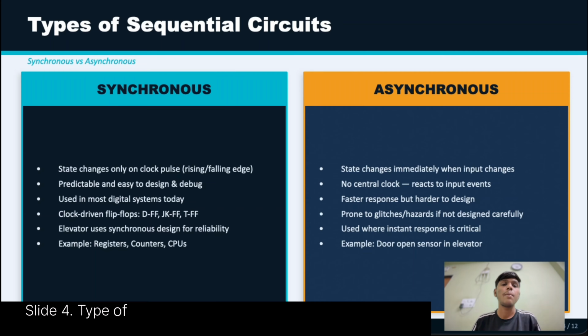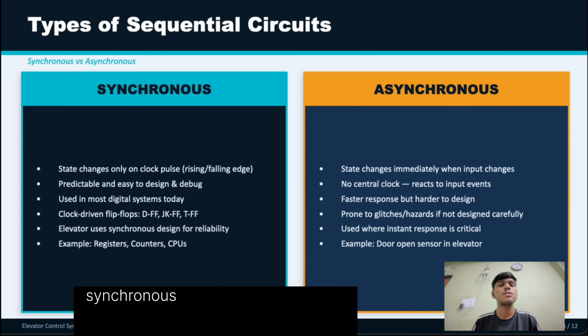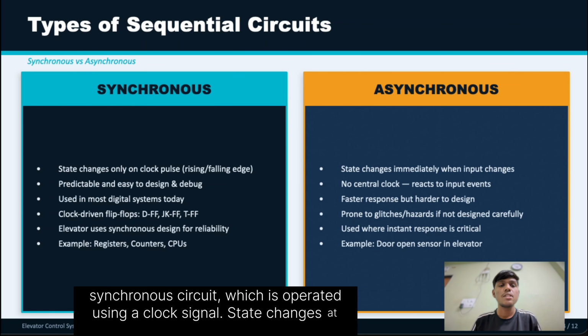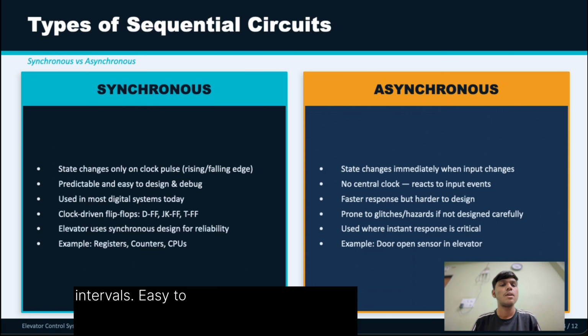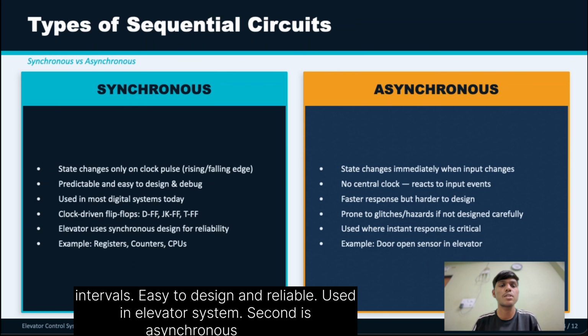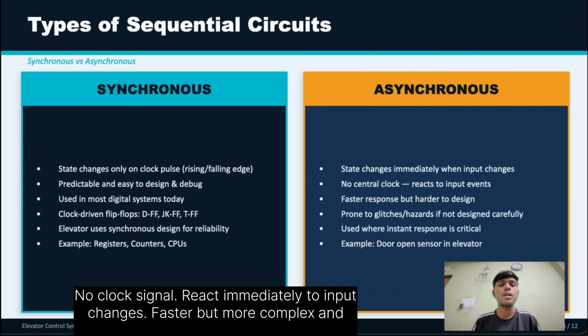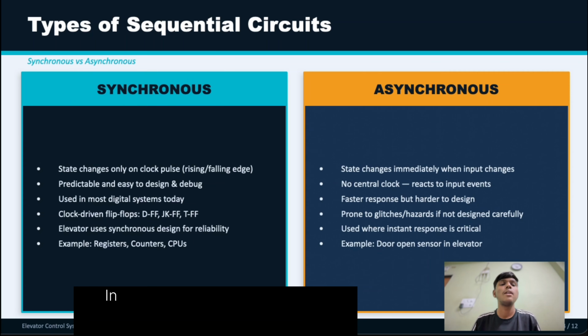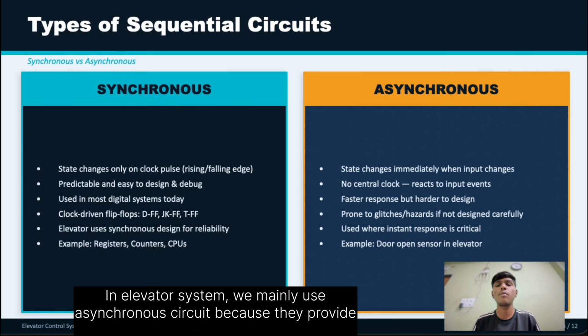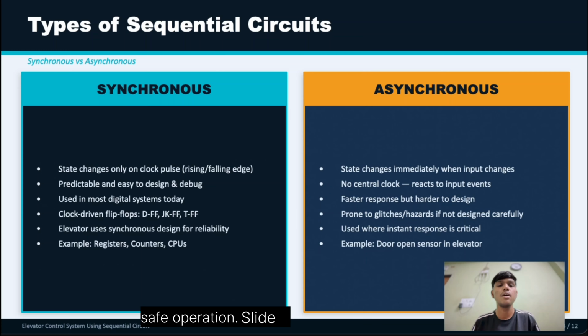Slide 4. Types of sequential circuits. There are two types of sequential circuits. One is synchronous circuits, which operate using a clock signal. State changes at specific time intervals, they are easy to design and reliable, and are used in elevator systems. Second is asynchronous circuits. No clock signal, they react immediately to input changes, faster but more complex and less stable. In elevator systems, we mainly use synchronous circuits because they provide predictable and safe operation.